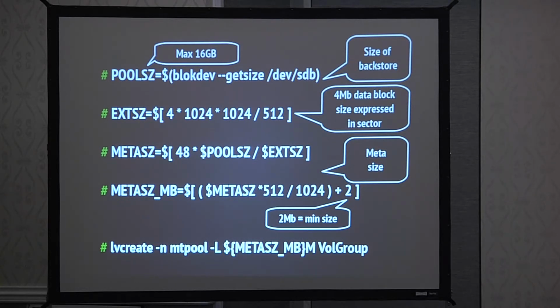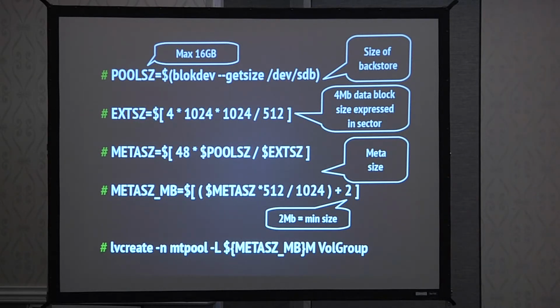So pool size is the size of the pool. Here I will use /dev/sdb as the source of the pool. ext size is the data block size, or physical extent size, and in this example it's 4 megabytes. The meta size is the size of the metadata. So to store data, where this block is mapped to, and where that block is mapped to, dm-thin needs metadata. So metadata is calculated from this rule, and you can find this rule in the kernel documentation.